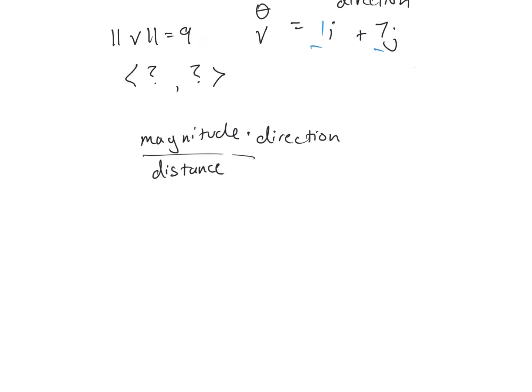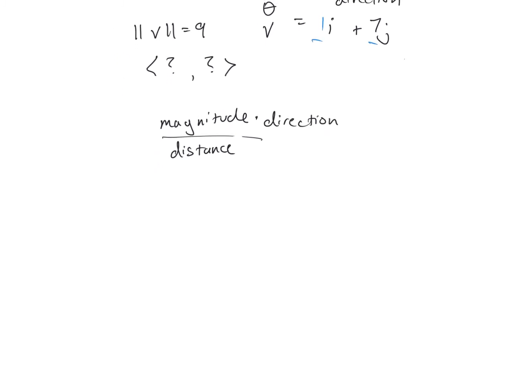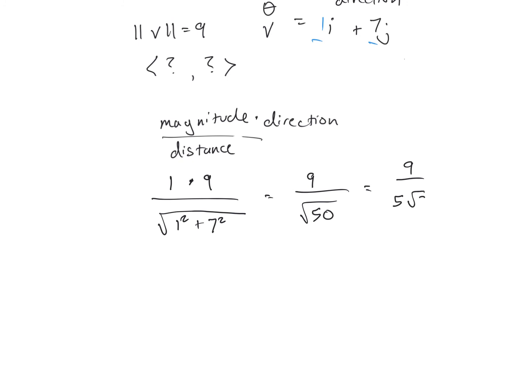So this gives us, for the first component, 1 times 9 all over the square root of 1 squared plus 7 squared, which is 9 over root 50. And 50 is 25 times 2, so this is 9 over 5 root 2 for our first component. Our second component is 7 times 9, which is 63 over 5 root 2.